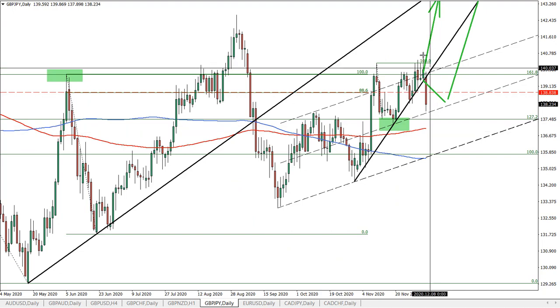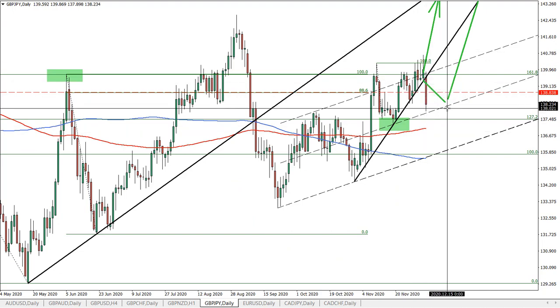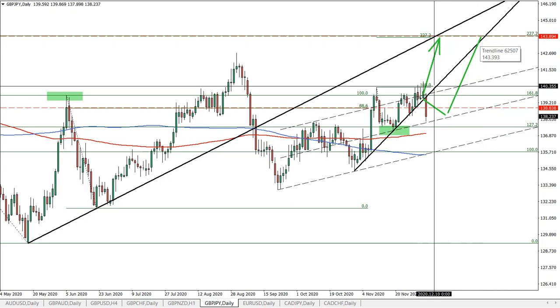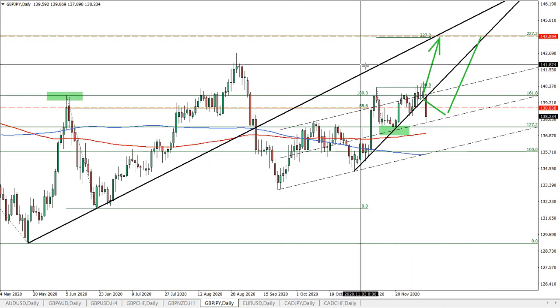Pound Japanese yen, well, I expected also a corrective move to the downside. And yeah, it's a long-term bullish perspective. So we should see the second scenario where the correction took place, and maybe we will test this support and then only move to the upside. So quite healthy as well on the pound.